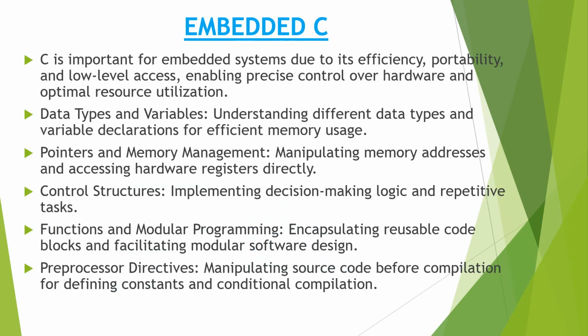Coming to embedded C. Why are we going with C? If we take Java, Python or anything else, their processing is much slower compared to the C language. C is portable, and it is relatively close to the architecture of the microcontroller. That's why C is still used in microcontroller projects. C is important for embedded systems because of its efficiency, portability, and low-level access. There are many advantages of C language for implementing embedded system projects.